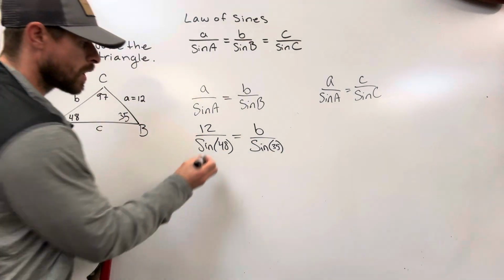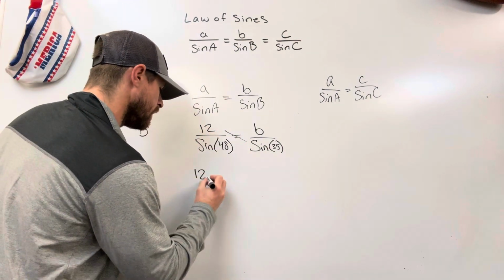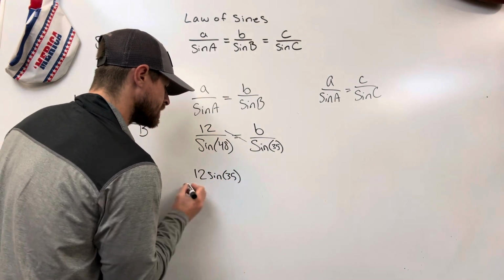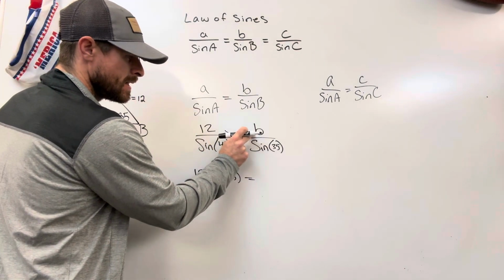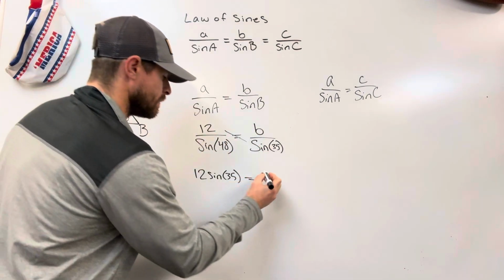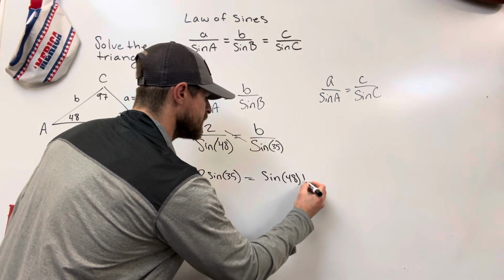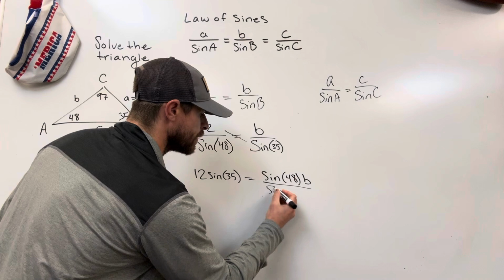Now, if we cross multiply, 12 times sine 35 is just 12 sine 35. And that's going to be equal to, now this is going to multiply by b. Because we're multiplying, we're going to get sine 48 times b. But then because this is being multiplied by b, we can divide by sine 48.